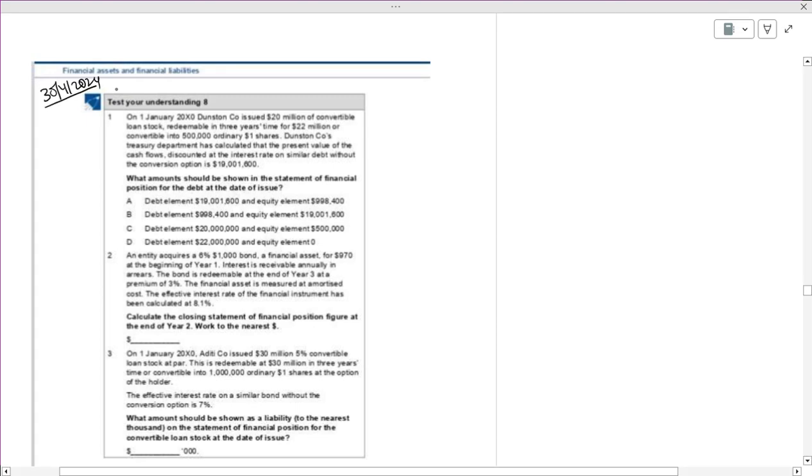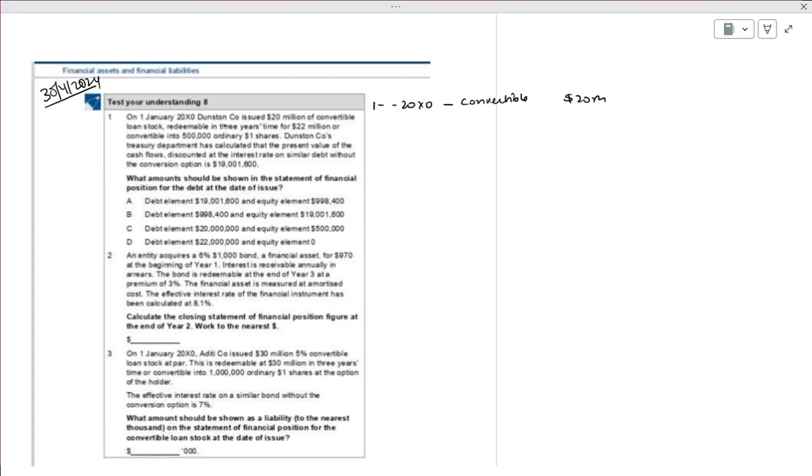What they are saying, understand. I will explain you. You have to give me the answer. On January 1st, 2012, Dustin issued 20 million convertible loan stock. Dates are very important. Is it right? They have issued how much? They issued convertible stock. How much is there?